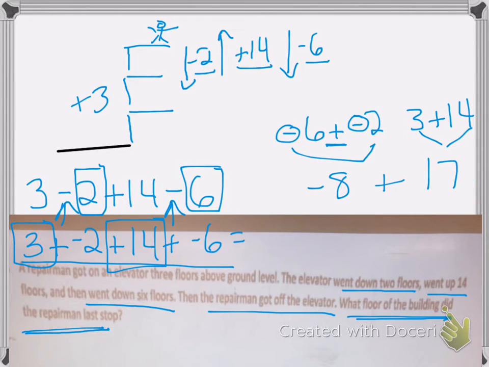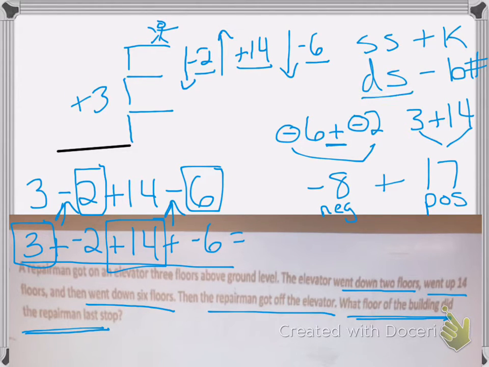But we're not done yet. We have to do this part. All right, we've got a negative and a positive. And remember our rule: same sign, add and keep. Different sign, subtract, keep the sign of the bigger number. So different sign, you do the subtraction and you keep the sign of the bigger number. These are different because we've got a negative and a positive, so we subtract.